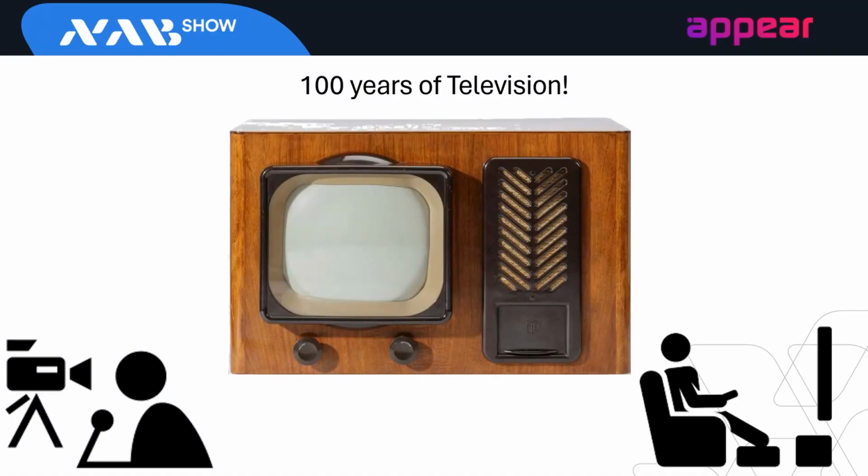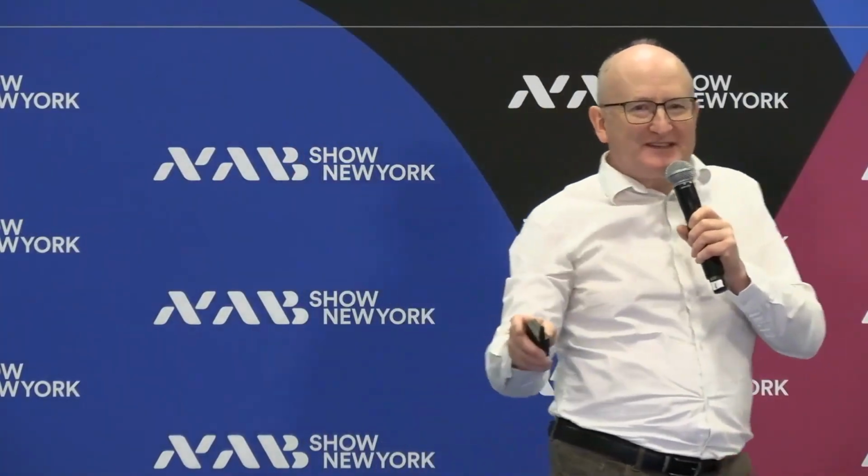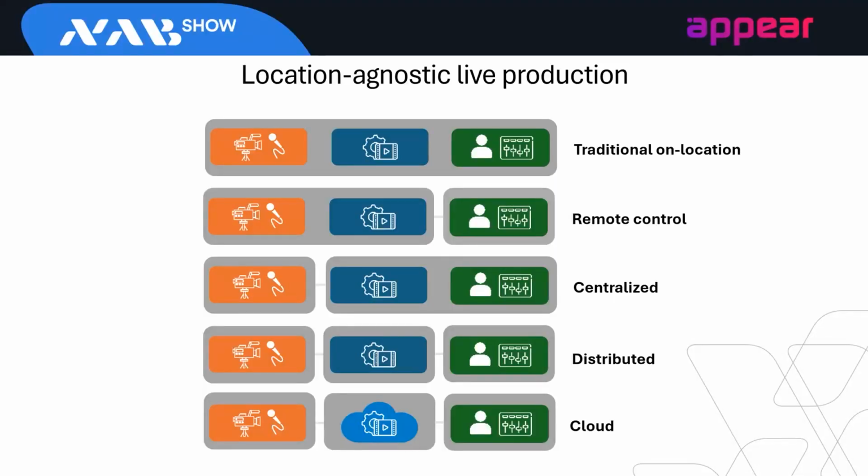Anyway, almost 100 years of television we're celebrating around this time. And the way people consume television, but also more importantly for today, the way people produce television has changed dramatically in those 100 years. And we're going to unpack that a little bit. So this is obviously a very general view of the live production workflow from wherever the acquisition is through to all of that production processing in the middle, through to the actual consumption. And we're going to unpack the journey of the connectivity and signals that flow there.